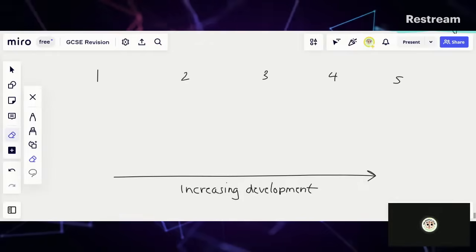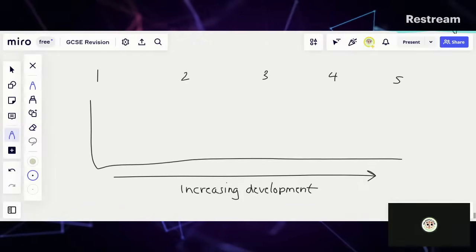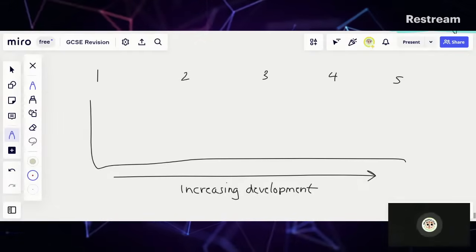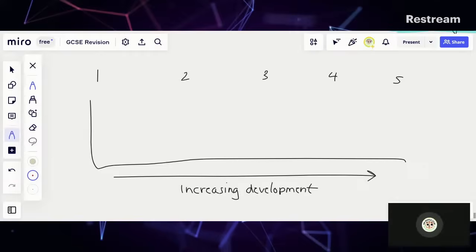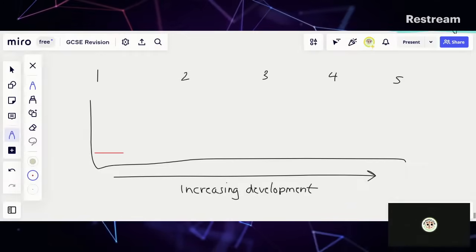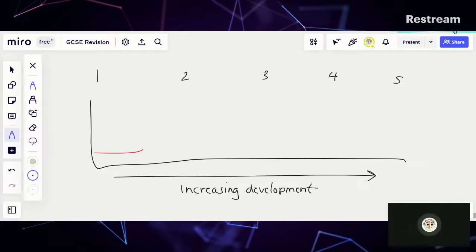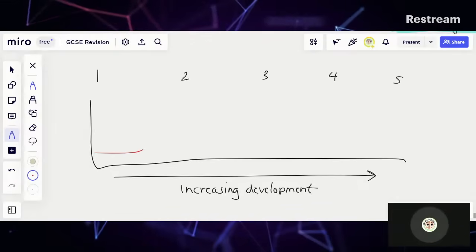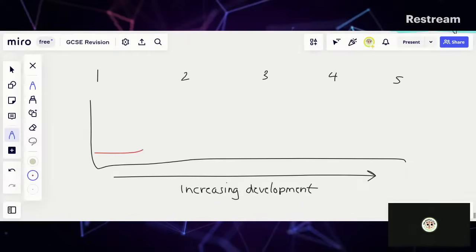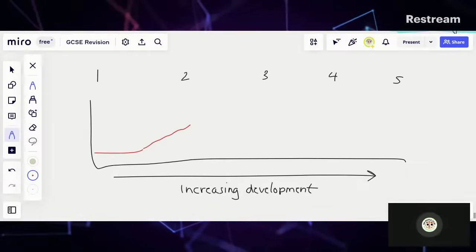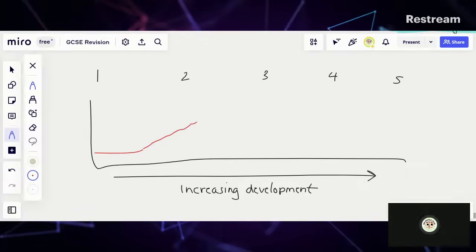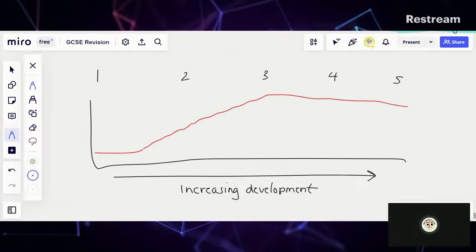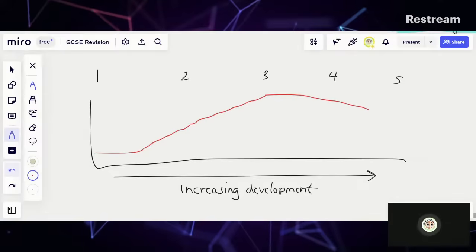So it might be easier to actually just refer to one graph and show the stages like that. This first line is going to show the population size. In stage 1, there is a low population size. Then in stage 2, you progress to a rise in the population, and this continues in stage 3. And then in stages 4 and 5, it flattens out again, and there's actually a bit of a population decrease.